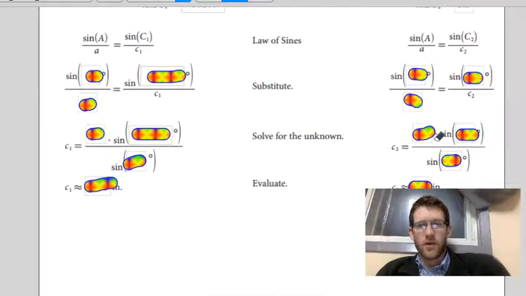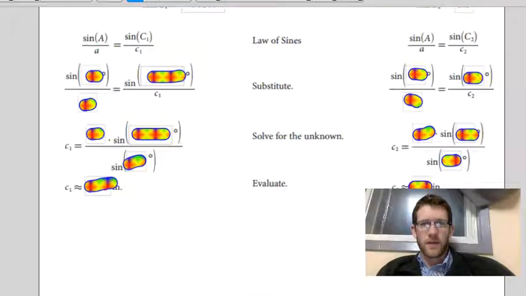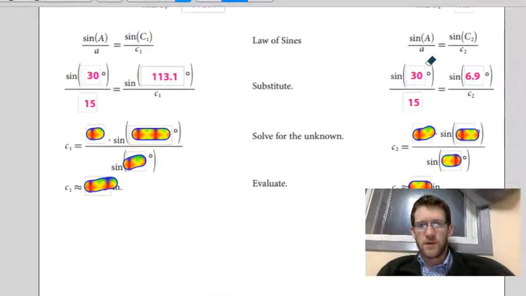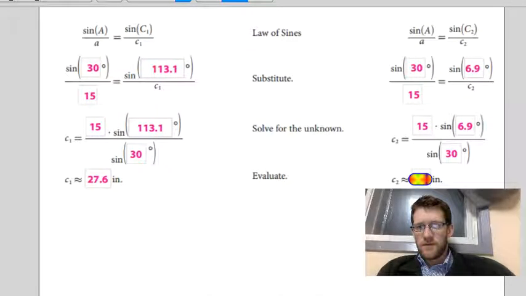And then finally, the only missing piece of information we have is side C. So we can use the law of sines to solve for side C. Again, we have all this other information. We have angle A, side A, angle C now. And we can plug these things in for both triangles. Plug and chug, switch it around. We don't have to do any inverses here. And we just get two different values for side C of 27.6 and 3.6.